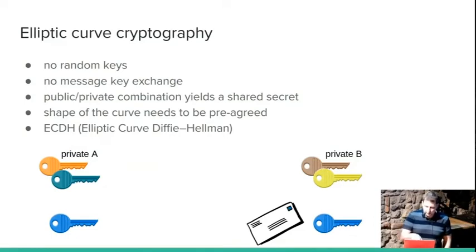The main algorithm used here is the so-called elliptic curve Diffie-Hellman. So that was about encryption. Now, digital signature.